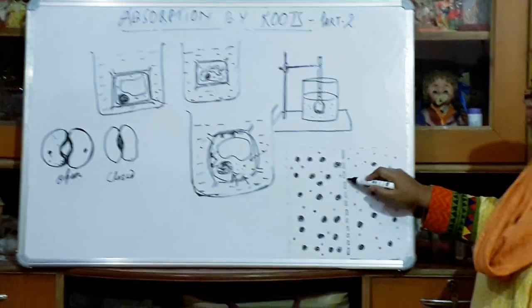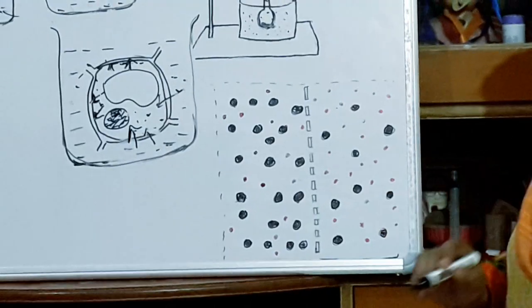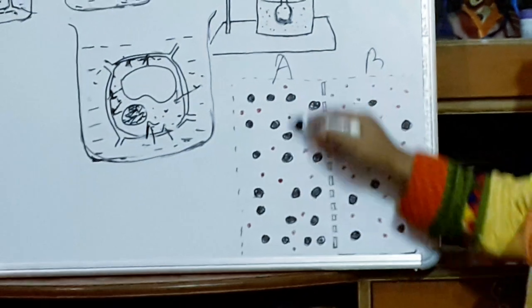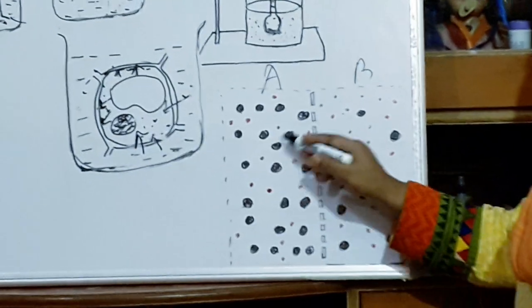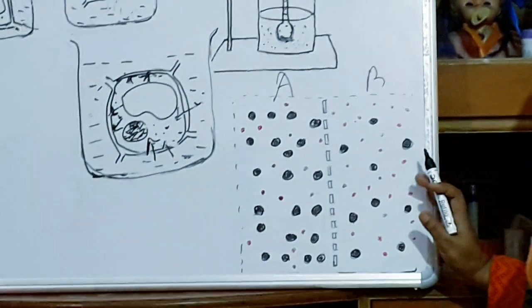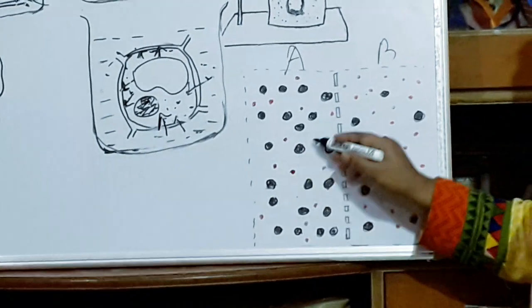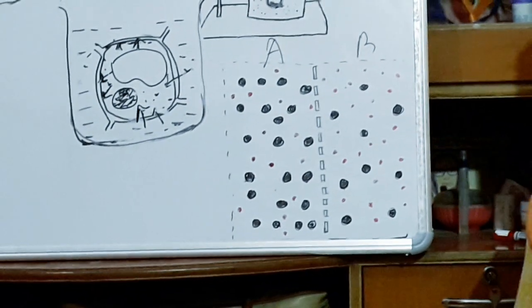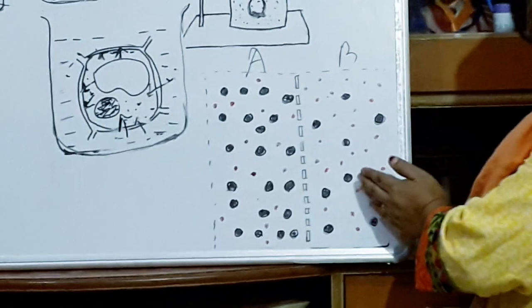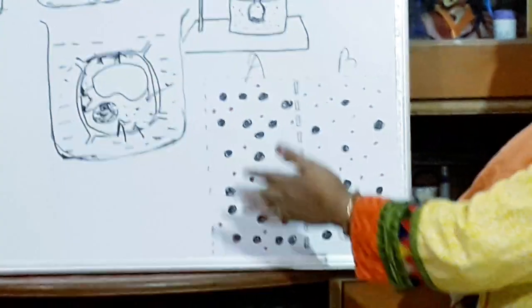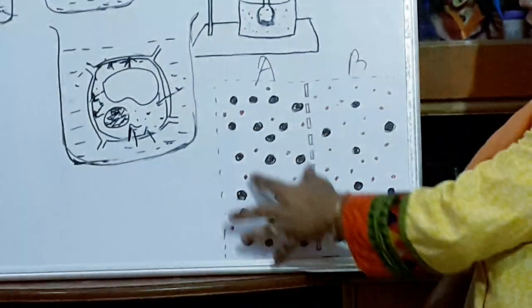See, this lining is representing the semi-permeable membrane. If this is the A side and this is the B side, the A side has more black dots than the B side. Black dots represent the solute particles and the small red dots are solvent particles. So solvent particles are present more here and less in the A side, whereas the solute particles are present more here.